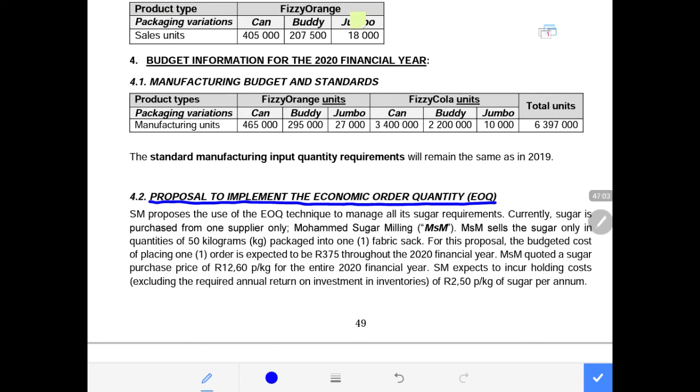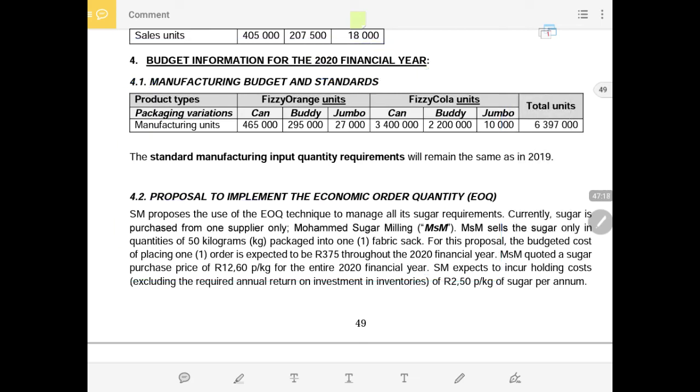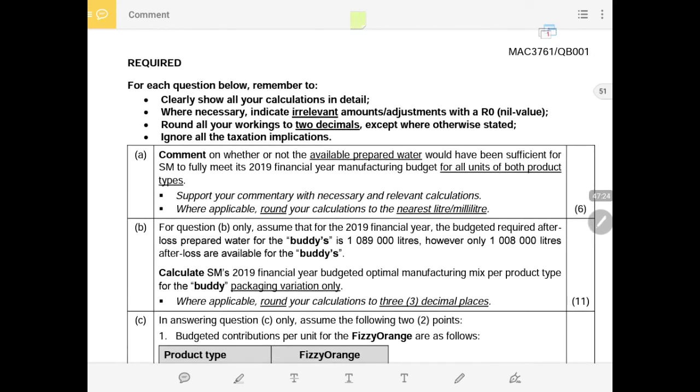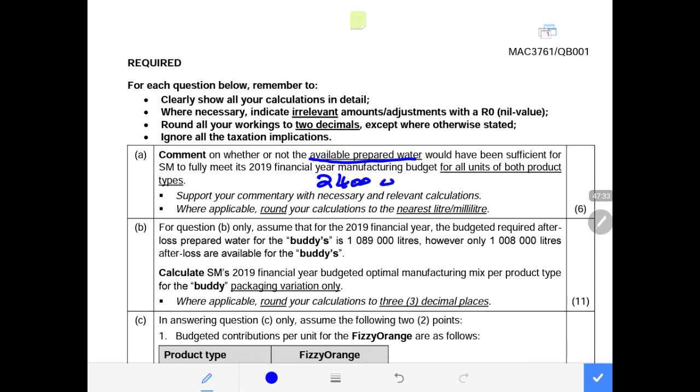Very important in this proposal is the fact that this is for the 2020 financial year, meaning it will be based on the data of the budget of the 2020 financial year, not on the previous data of the actual and budget of 2019. Now let us read the information provided to us. It says, comment on whether or not the available prepared water, 2,400,000 liters of water, would have been sufficient for the SM to fully meet its 2019 financial year manufacturing budget for all of the units for both the product types.